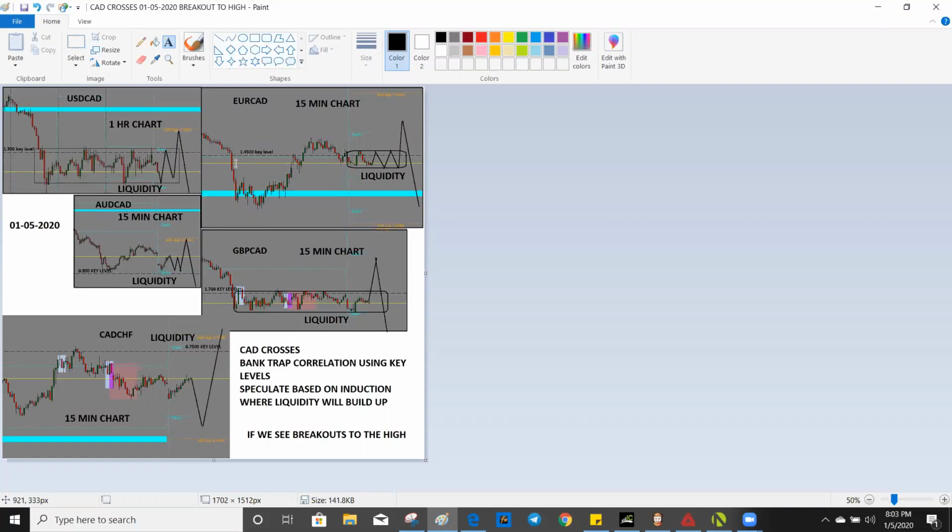And again, yes, I did draw that out to the high, but of course, make sure to be adaptive. All right, so this is for tomorrow, Monday. Let's see how the Canadian crosses work out.